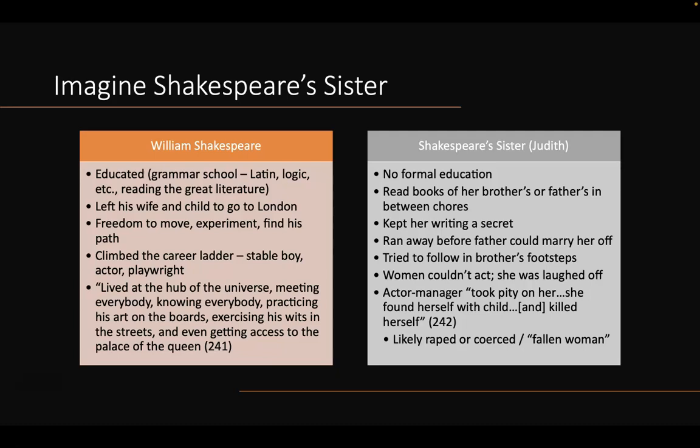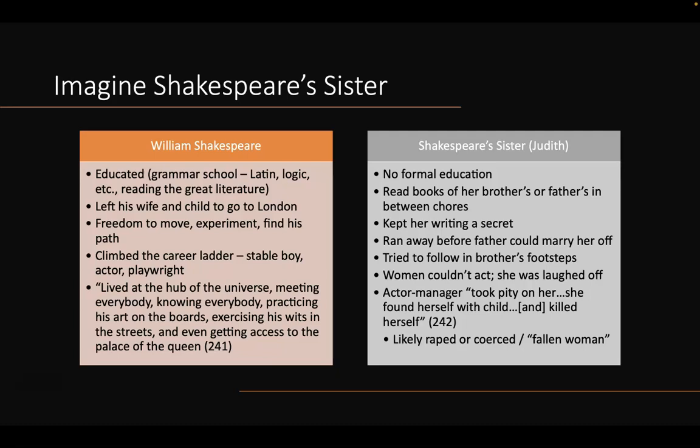Now, Shakespeare gets married young to a slightly older woman. She has a child. He leaves them, goes off to London. He goes and sows his wild oats. He has the freedom to move and experiment and kind of find his way in life.